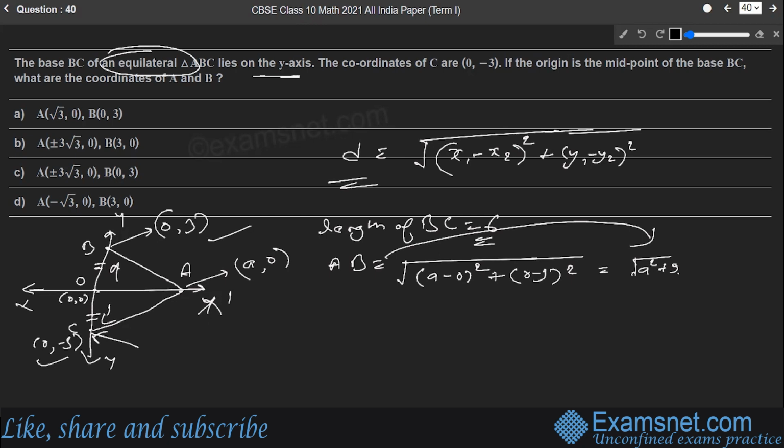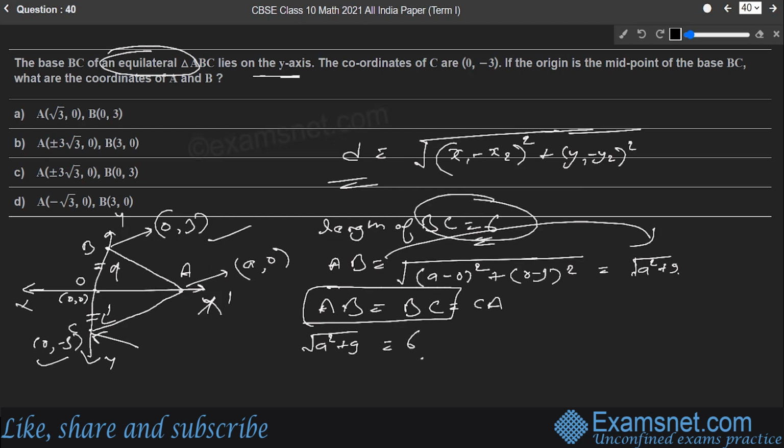He has mentioned here that the triangle is equilateral. So if the triangle is equilateral, then obviously AB is equal to any other side, that is BC also and CA also. So we'll use this fact, AB is equal to BC. AB we have just calculated as the square root of a square plus 9, and the length of BC is 6 units, so it is equal to 6. If you solve this further, a square plus 9 is equal to 36. So a square comes out to be 27. Now we are supposed to find a. So a is nothing but root 27.